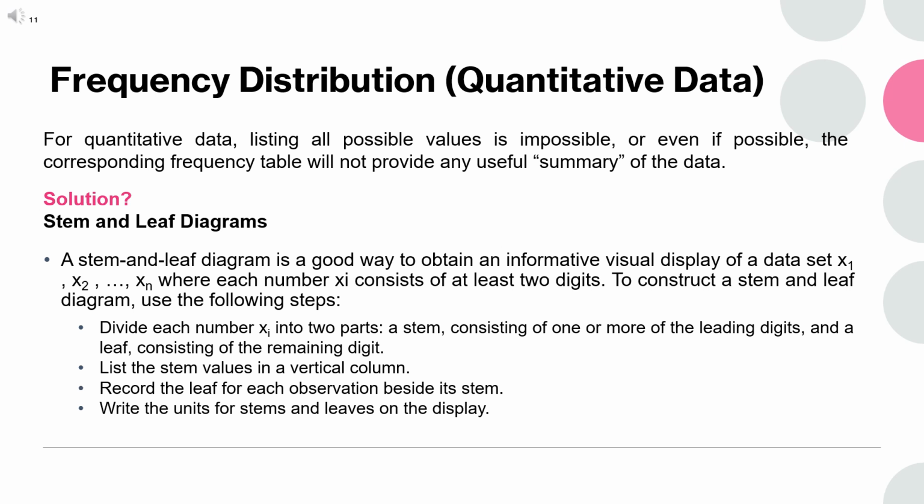Record leaves beside stems. Next to each stem, the corresponding leaves for each observation are recorded. This allows for a side-by-side visual representation, making it easy to see how data points cluster around certain values. Units. It's essential to label the units for the stems and leaves on the diagram to provide context for the data being represented. Stem and leaf diagrams have advantages.